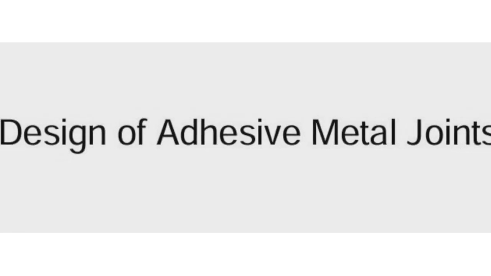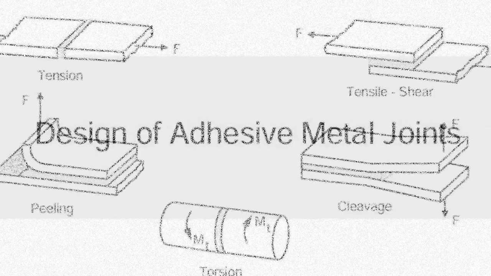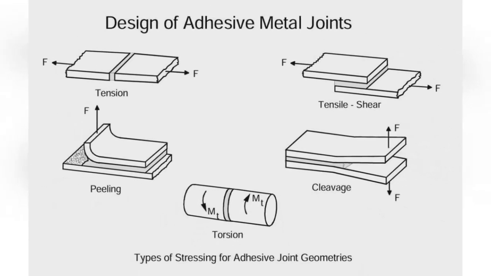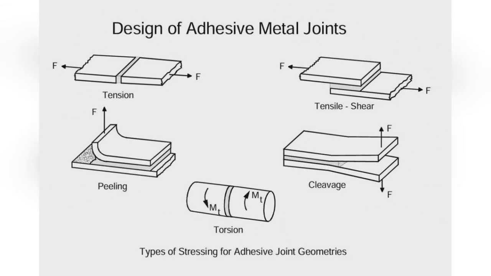Design of adhesive metal joints. Any adhesive joint has to be specially optimized for adhesive joining in order to have a joint of optimal strength. Of the possible loading types which an adhesive joint can be subjected to, it is most suited for shear, torsion, and compressive loads. Tensile and in particular cleavage or peeling forces should be avoided.